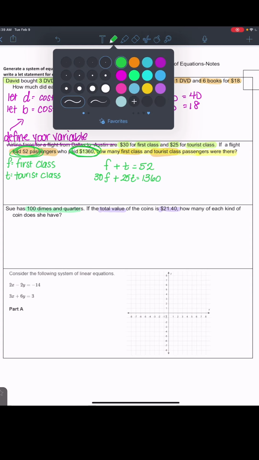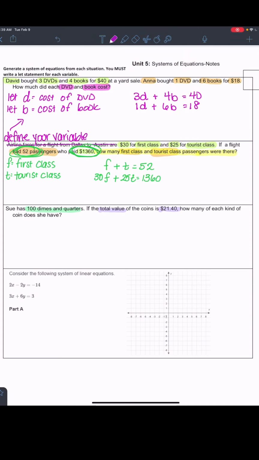You might already be thinking, okay, I've got two equations. One's going to equal 100, one's going to equal $21.40. Well, they want to know how many of each kind she has. So let's write our variables. D is going to represent the number of dimes, and Q is going to represent our number of quarters. I know that there were a total of 100 dimes and quarters. So that means my number of dimes plus my number of quarters equaled 100, right?